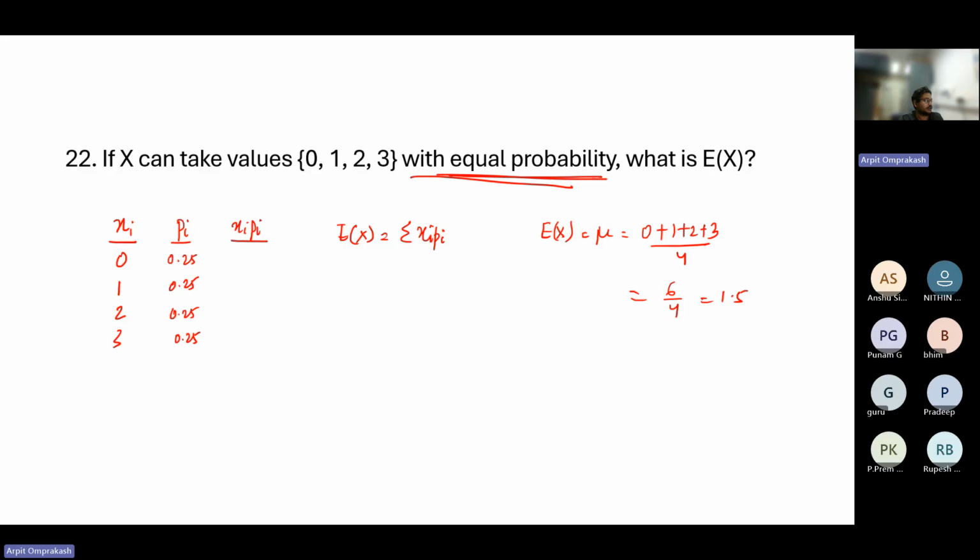Now, if you do it this way also, you will see you have 0.25, 0.25, 0.25, 0.25. And here xi pi is 0 into 0.25, which is 0, then 0.25, 0.5, and 0.75. If you take the sum of this, you have 1.50. So if there's equal probability, you can just directly take the mean, or if you want to go this way, you can write down xi pi, multiply them, and take the sum of that.